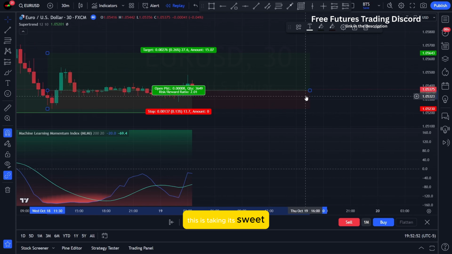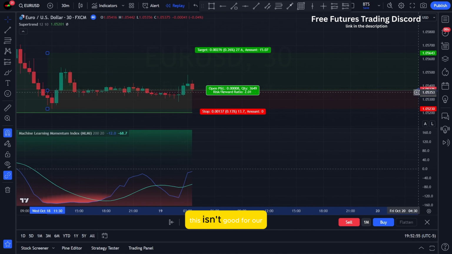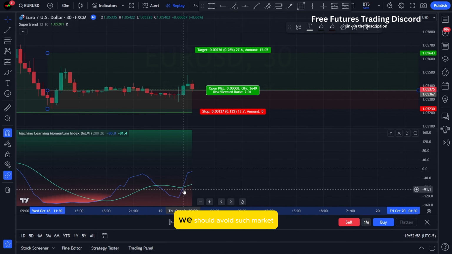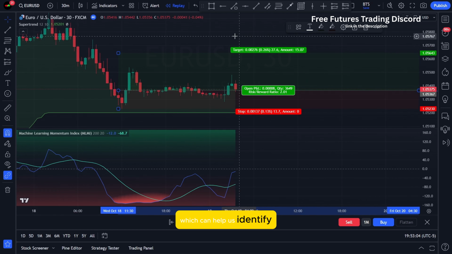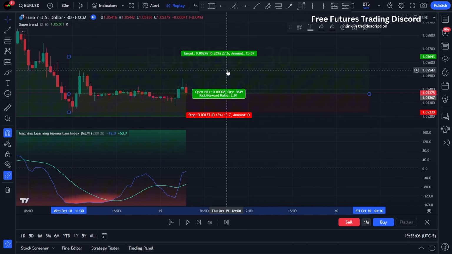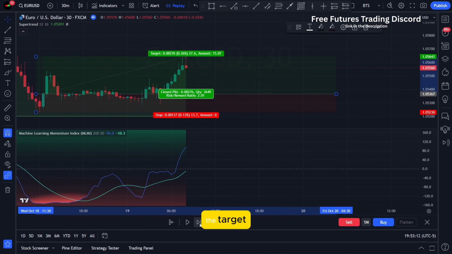This is taking its sweet time. The market is pretty sideways here. This isn't good for our strategy. We should avoid such market environment. And to do that, I have an indicator which can help us identify the market environment. I'll just show it in a minute. And finally the trade hits the target.